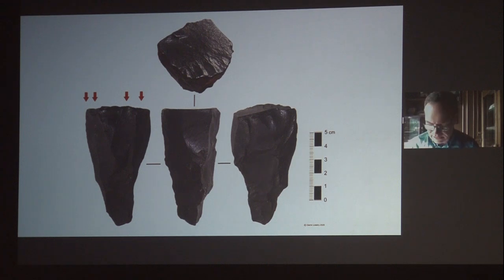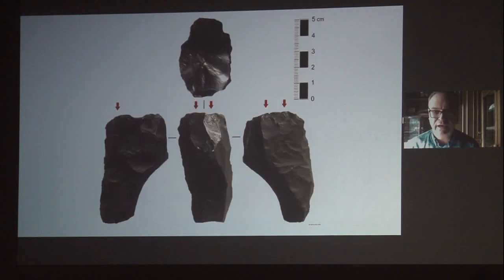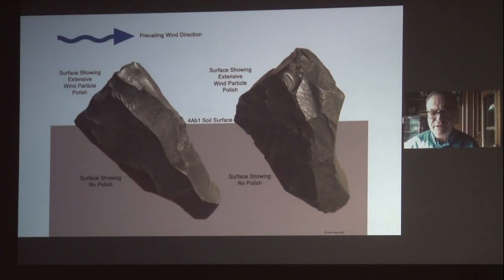That's intense aeolian polish. Note the bottom of it does not show that. Here's another core. Top of it shows aeolian polish. Bottom of it doesn't. Presumably this artifact or these artifacts were exposed to the surface. The bottom portion was not. They were pelted by silt and sand over a period of time of unknown duration.